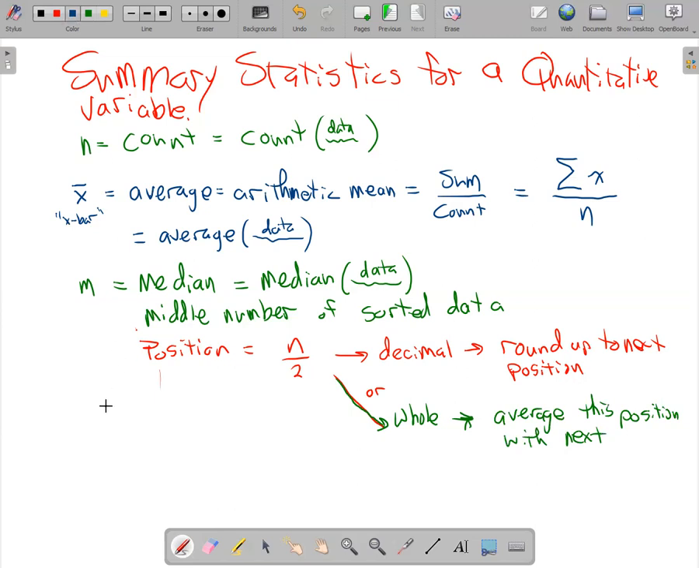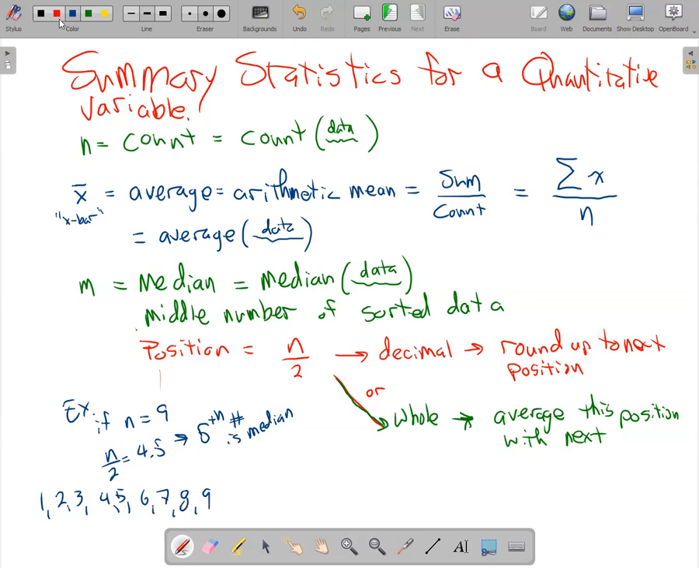So again, examples of this. If n equals 9, so we have 9 numbers in our data set, n divided by 2 is 4.5, which means the 5th number is the median. If you're not sure about that, just think 1, 2, 3, 4, 5, 6, 7, 8, and 9. Selecting the 5th number, there are 4 numbers on each side, right? 5 is definitely in the middle there.